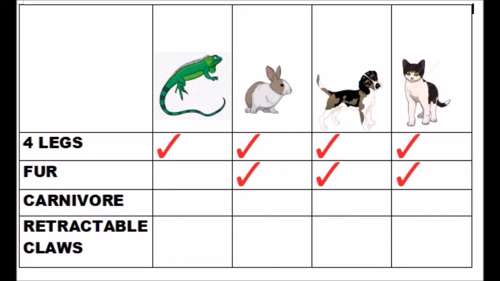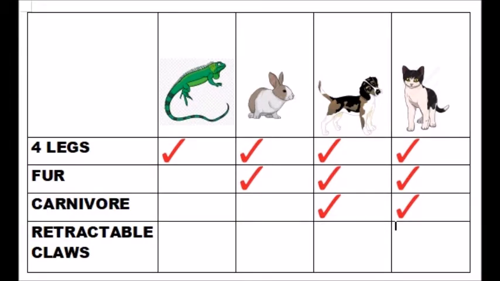You'll notice that the rabbit, the dog, and the cat have a little bit more in common than did the iguana. Let's look at the next category, carnivore. You'll notice that I cannot check a box for the iguana. I cannot check a box for the rabbit. But under the dog and cat, I can check that they are both carnivores. And so it looks like the dog and cat are closer in relationship than are the rabbit and the iguana.